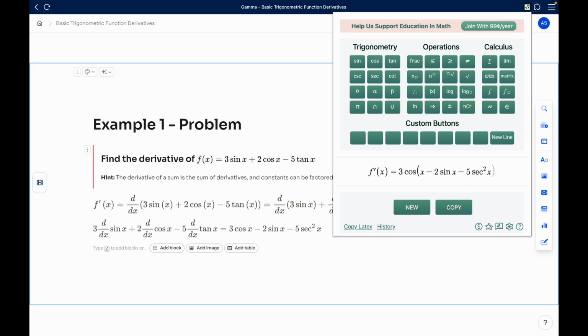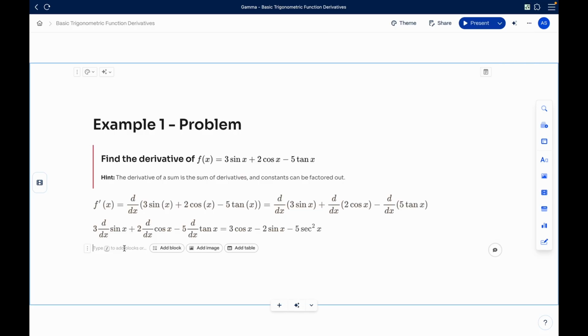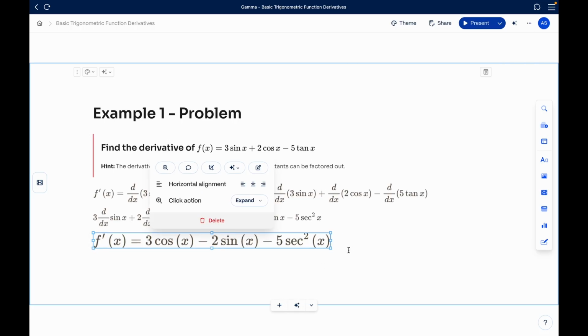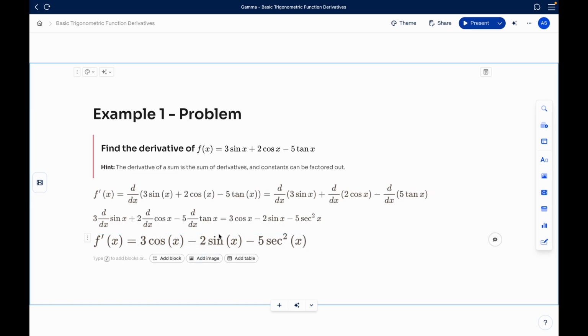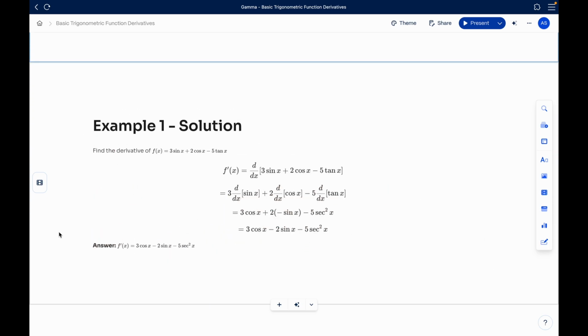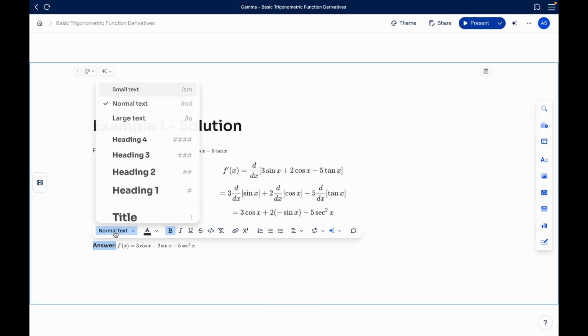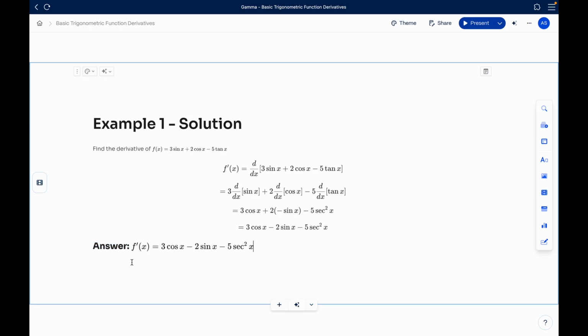Now over here, I'm just doing a little bit of formatting to make it look a little professional. But over here is the final answer. It's going to be slightly bigger than the rest to show that this is our final answer. When we move on to our solution, it shows the exact same thing. The answer is that f dash of x is equal to 3 cosine of x minus 2 sine of x minus 5 secant squared x.